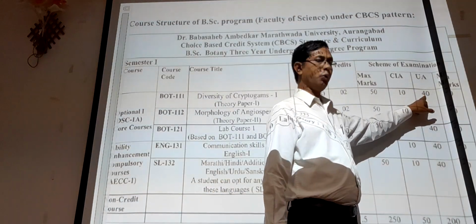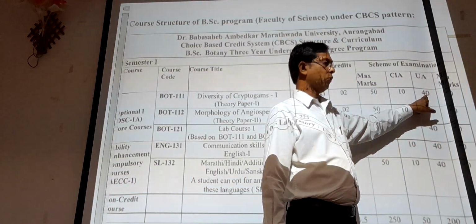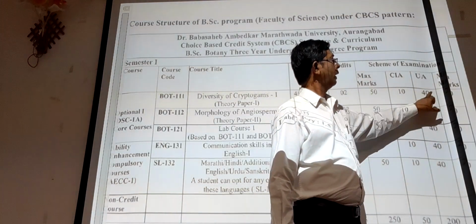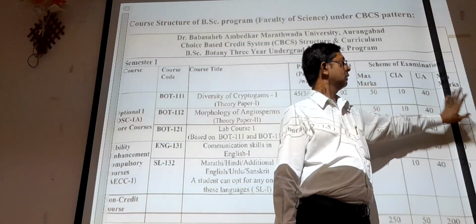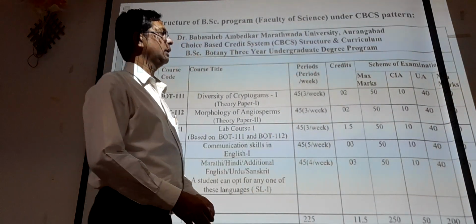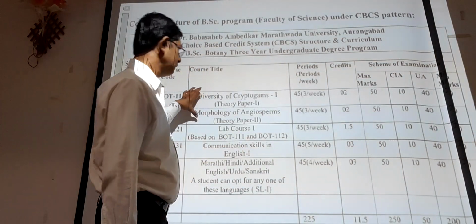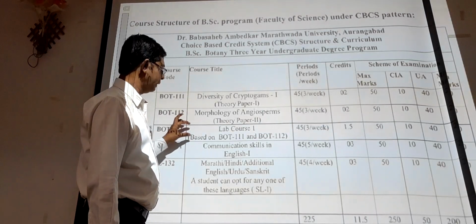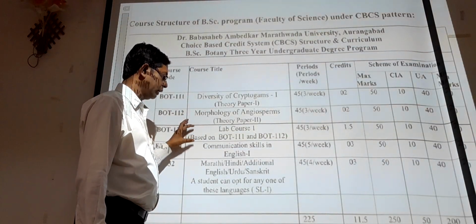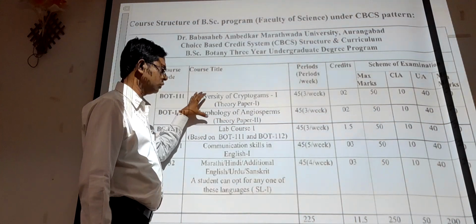Then there will be 40 marks for the paper which we are going to call the theory paper, and the minimum marks for passing is 20. So this is nothing but the total grading system given for the first semester. Along with these 2 theory papers, there is a lab course, that is practical 1, and this practical is based on these 2.